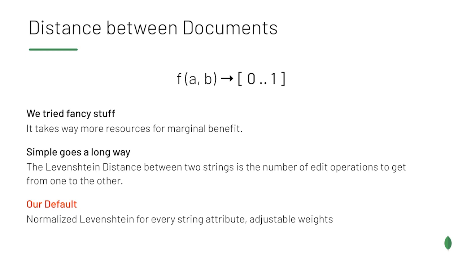So what we use in our system is the normalized Levenshtein for every string attribute in two documents with adjustable weights. Some attributes are more important than others. This, however, is only the default. You can provide any distance function between two documents that you come up with. Simply plug it into our module and you can use that.